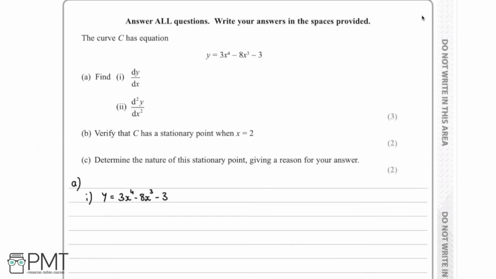So in this question, we're told that the curve C has equation y is equal to 3x to the power of 4 minus 8x cubed minus 3. And in question A, part 1, we need to find the derivative of this.